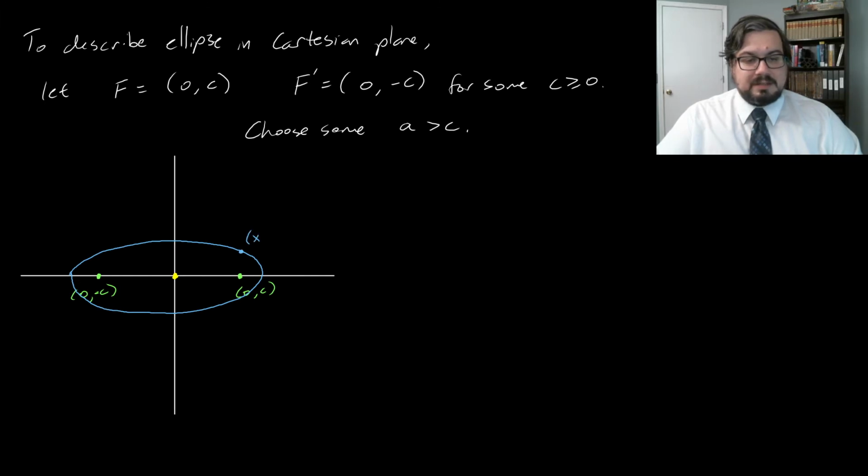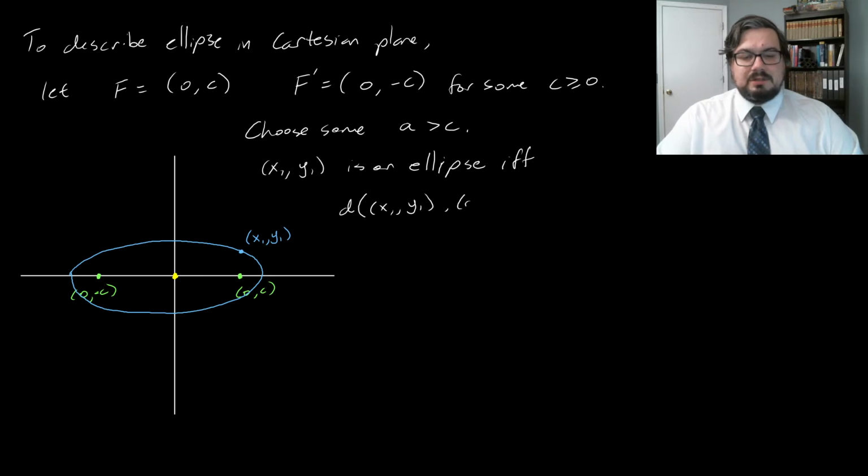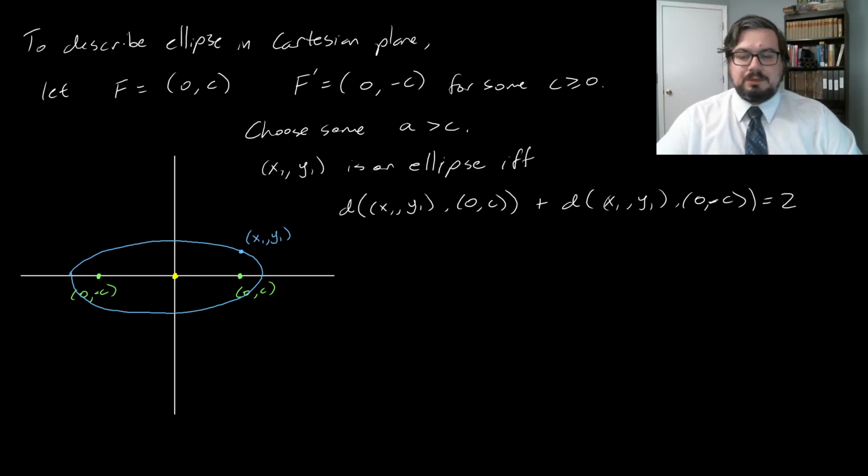So if I take some point here, (x1, y1), the property that defines this is that the point (x1, y1) is on the ellipse if and only if the distance from (x1, y1) to the point (0, c) plus the distance from (x1, y1) to the point (0, -c) is equal to 2a.